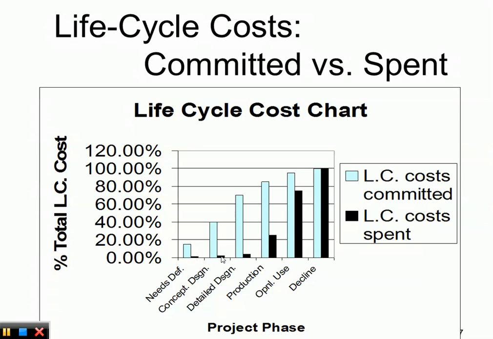Also in the design, we're spending just a little bit, but we're committing a huge amount of costs for later on. Then in detailed design, it grows even larger. The committed costs are growing extremely large. In production, again, we have large costs, but also an increasing spent cost. During operational use, it becomes more even, as the life cycle costs spent are trying to catch up with the committed costs. And in decline, both the committed cost and the spent cost are equally large.